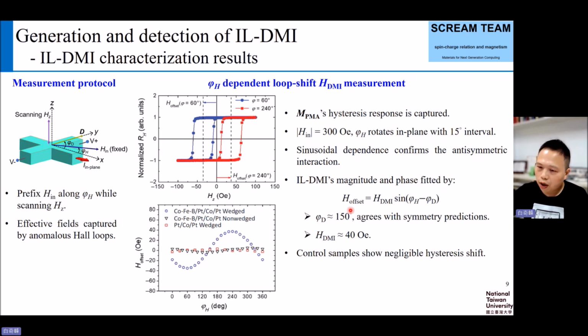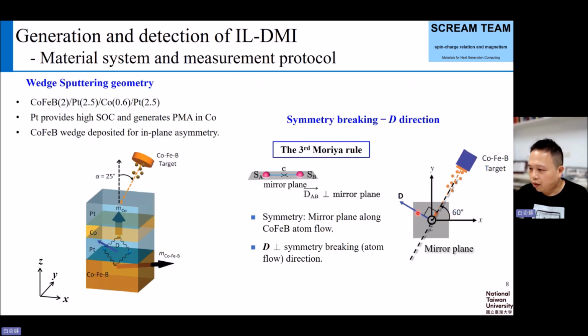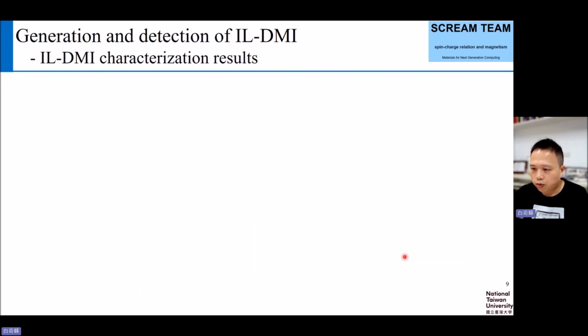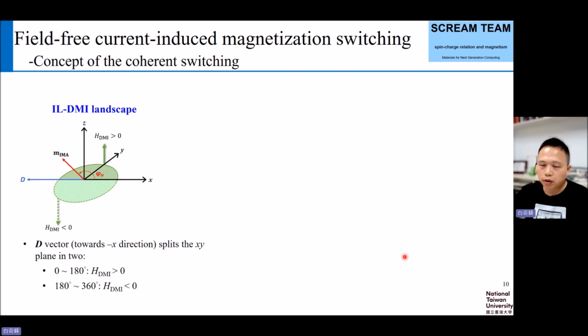What's more important is that from this data set, we can extract the strength of the DMI effective field. In this case, the DMI effective field is about 40 Oersted. From the sinusoidal behavior, we can also identify the DMI angle, which is about 150 degrees away from the x direction. That is consistent with what we mentioned earlier, that the D direction is orthogonal to the wedge deposition angle. So by using this effective field, we should be able to generate field-free current-induced switching.